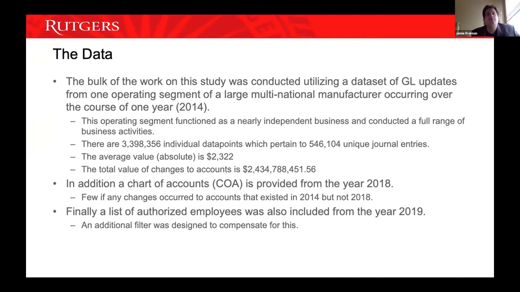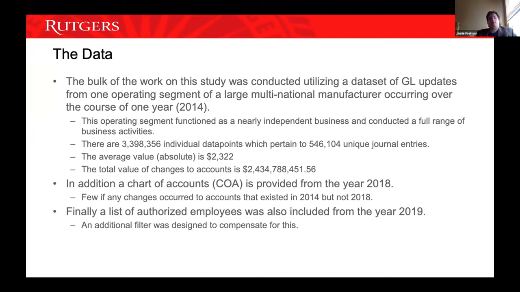We used two additional data sources. This was designed to sort of mimic what auditors would have access to. So when an auditor goes into the company, they're not just going to be looking at the GL updates. They'd be looking at all these different data sources that they'd have access to. So one of them was the chart of accounts, which tells us what types of accounts we're looking at. So when you look at the data, it's just sort of a number, and we don't know what that number corresponds to under the account field. So the chart of accounts lets us map that to a specific type of account, okay? Unfortunately, that was in 2018. So there was a data disconnect there, but there were not too many changes between 2014 and 2018 that really impacted the study, all right?